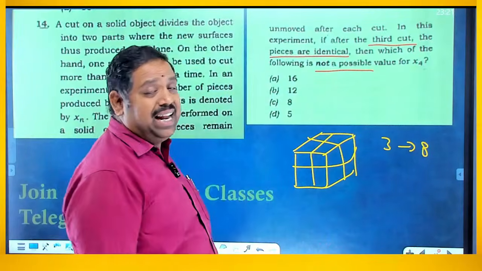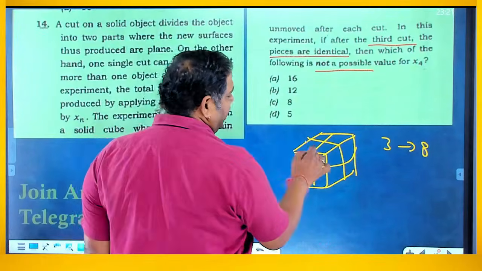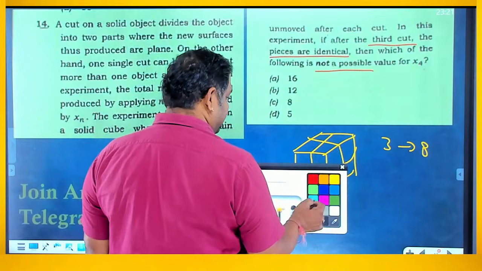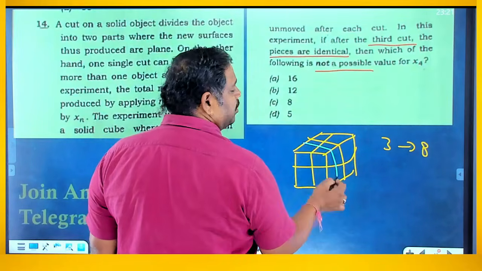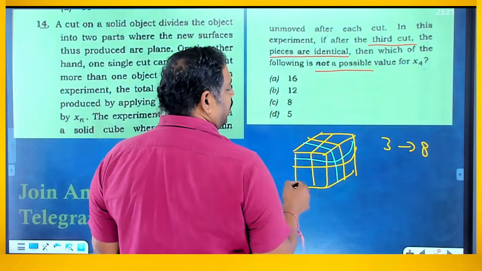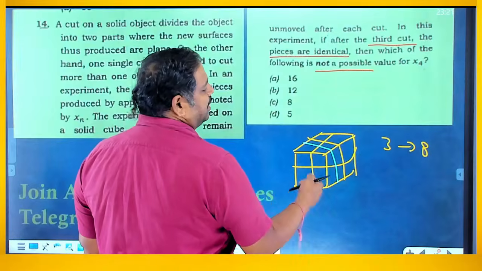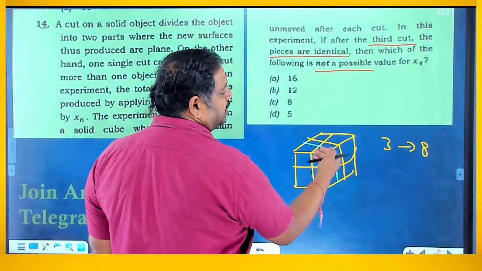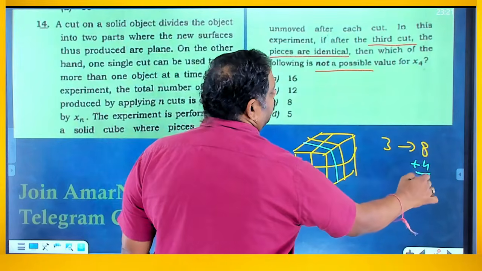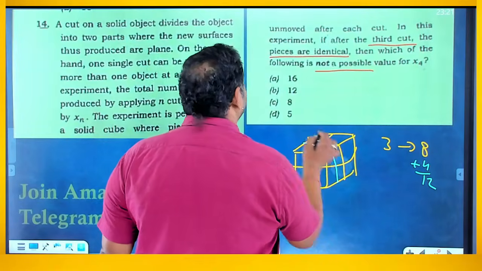Now, if I make any cut, I have to make a cut like this. The new one I'm making in a different color. Like this, or like this, or like this. Any one only, right? Not 3, right? Any one if I make, then only one slice will be doubled. This slice, so 4 will be added. So 12. So 12 is definitely a possibility.